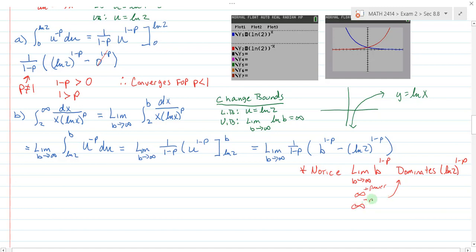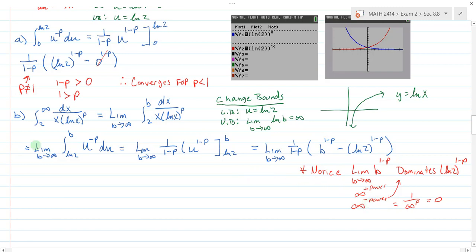Infinity raised to a negative power becomes 1 over infinity raised to a power. And 1 over infinity raised to a power, that infinity is going to get really big really fast. And what happens to a fraction as the denominator gets really big really fast? It's going to go to 0, isn't it? So that means that in order for this to converge, this power has to be negative.